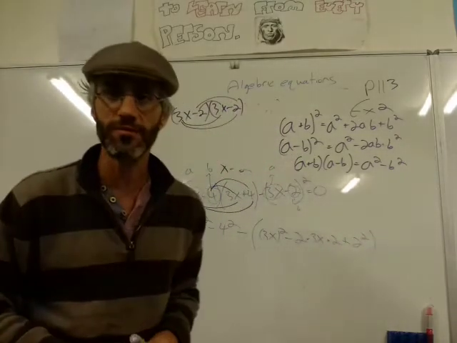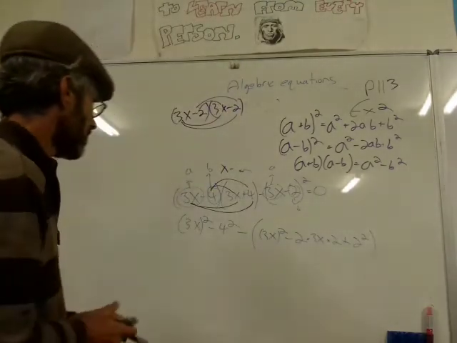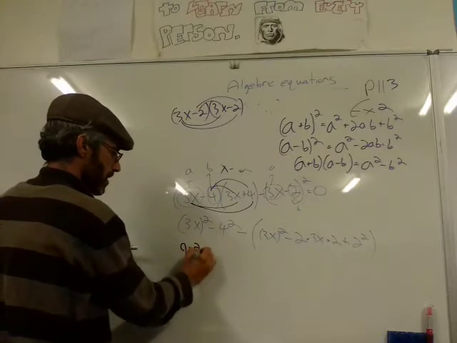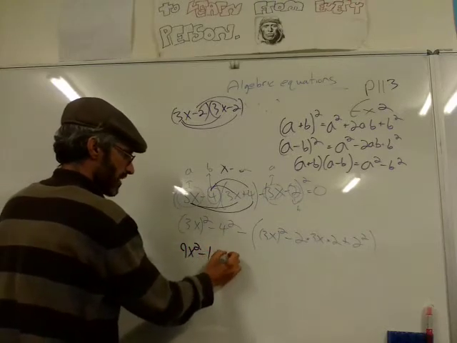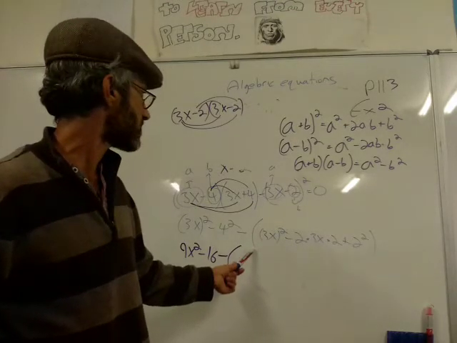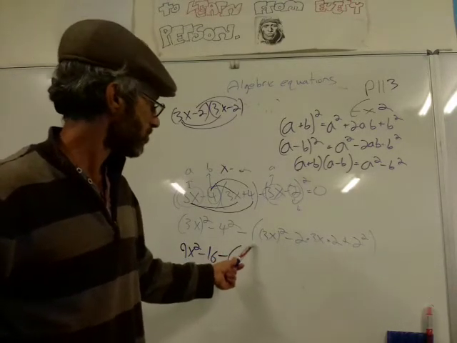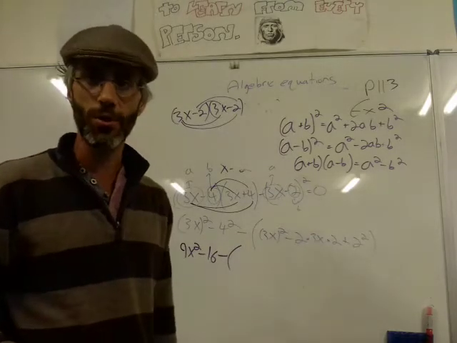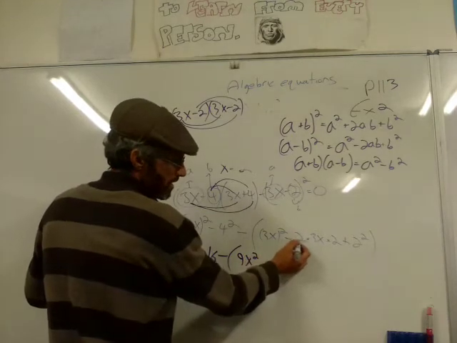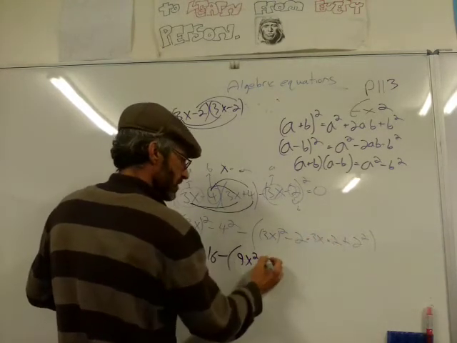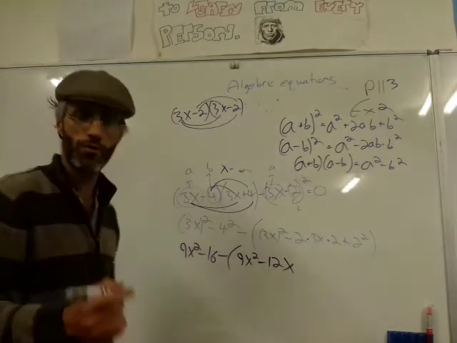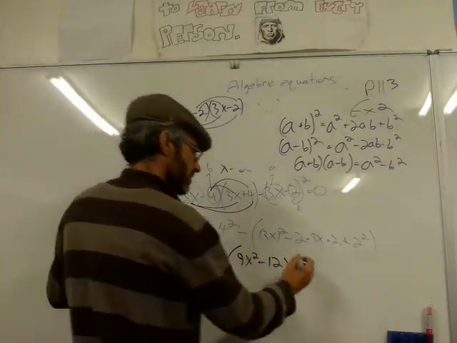Guys, I know it's tough. I know it's tough. Okay? Now, let's write down the answers. 3x squared is 9x squared, minus 4 squared is 16, minus. It's very important that we had these brackets. If we didn't have these brackets, okay, because there was brackets here, then all the minuses will be wrong. 3x squared, we already know, is 9x squared. Minus 2 times 3x times 2 is minus 12x. 2 times 2 is 4. 4 times 3 is 12x. Plus 4.